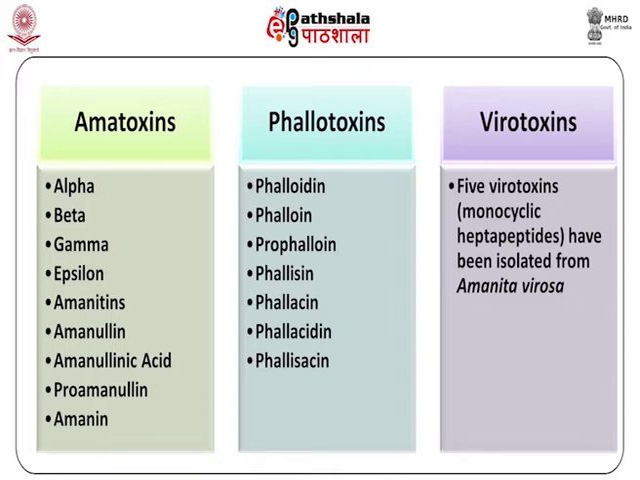Nine amatoxins have been identified yet, and these are alpha, beta, gamma and epsilon amanitin, amanullinic acid, proamanullin and amanin. Amanitins are the most toxic compounds. Phallotoxins are bicyclic heptapeptides. Seven compounds have been identified: phalloidin, phalloin, prophalloin, phallisin, phalacidin, phallicidin and phallisacin. Five virotoxins, which are monocyclic heptapeptides, have been isolated from Amanita virosa.